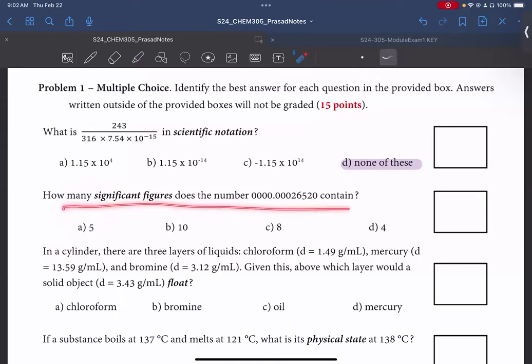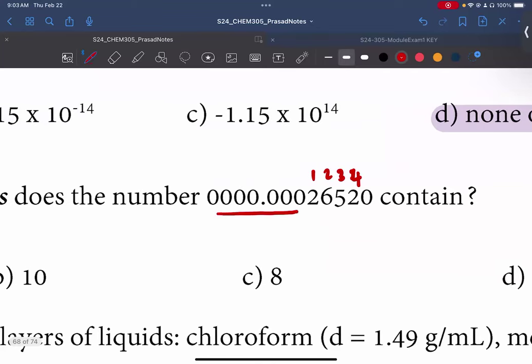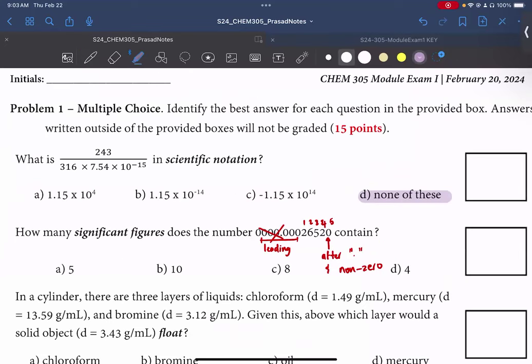How many significant figures does a number contain? There was a similar question like this on the practice exam. Let's talk about how we would identify them. 2, 6, 5, and 2, clearly they are all significant digits. The matter is the zeros. The zeros to the left of a non-zero digit are called leading zeros, which are not significant. The very far right zero is after a decimal point and after a non-zero number. In this case, it is after 2. Therefore, that zero counts as significant. In total, there are 5 significant figures.